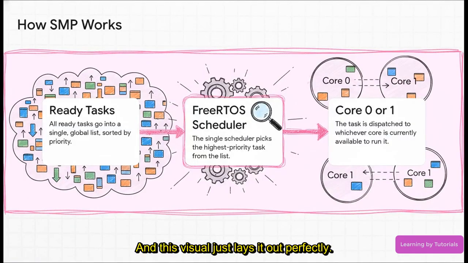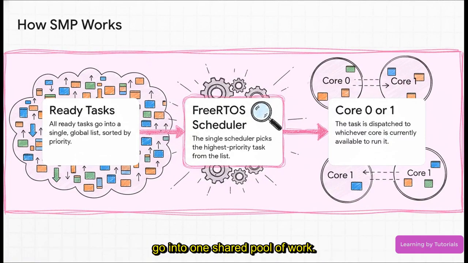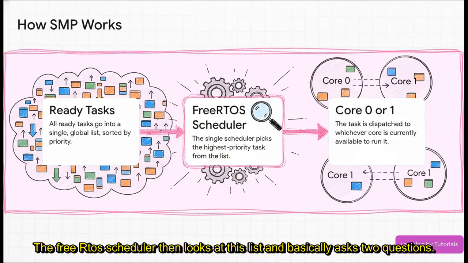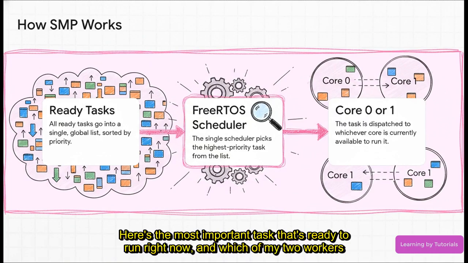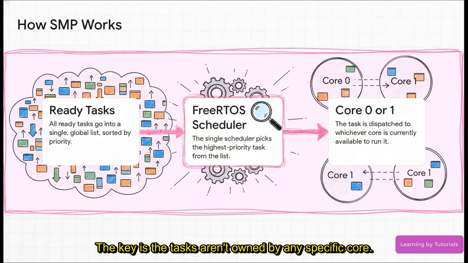And this visual just lays it out perfectly. See, all of your tasks, doesn't matter if they're high priority, low priority, they all go into one shared pool of work. The FreeRTOS scheduler then looks at this list and basically asks two questions. Who's the most important task that's ready to run right now, and which of my two workers is free? Then it just hands off that task to either Core 0 or Core 1. The key is the tasks aren't owned by any specific core.